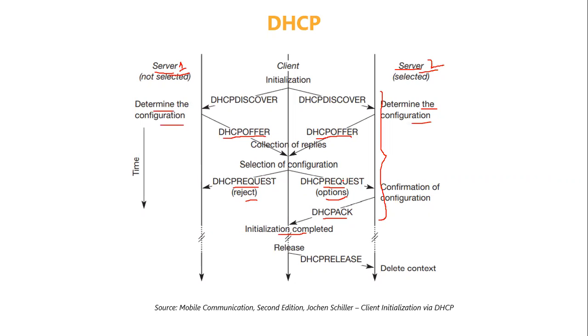And if the client no more wants to be a part of this network and is leaving it, then it can just send a DHCP release. Sometimes the client will leave the network without sending a DHCP release, and then the configuration parameters will not be freed from that client. That is the reason why there is a time bound.